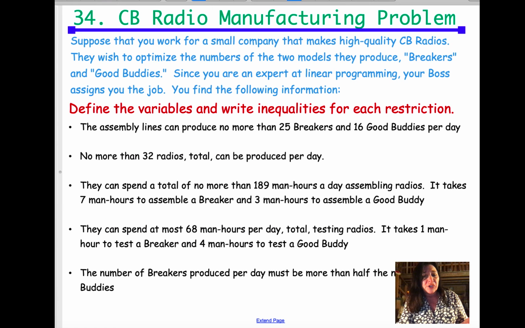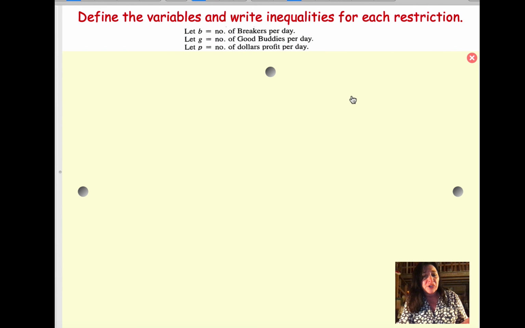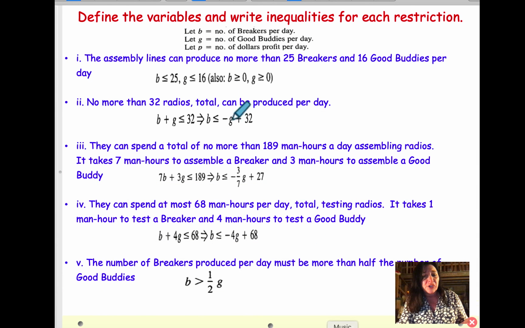CB radio manufacturing. We did this in class. You can look at your slides, you can look at the notes, but you have got to be able to write the inequalities of the restrictions given. So I would again pause the video, write down all the constraints that you think that you can do, and then on this page here, I would check them. And these are all my constraints. The assembly line can produce no more than 25 breakers, so that's less than or equal to 16 good buddies.